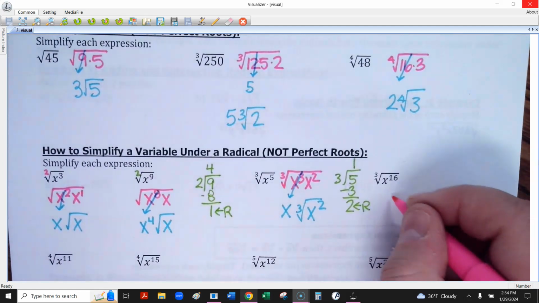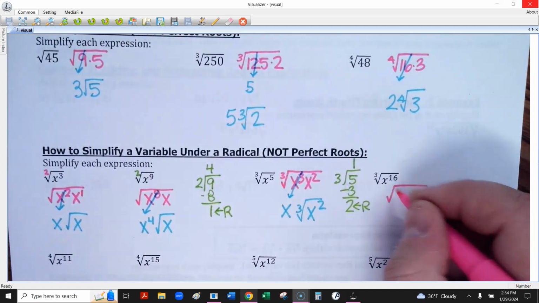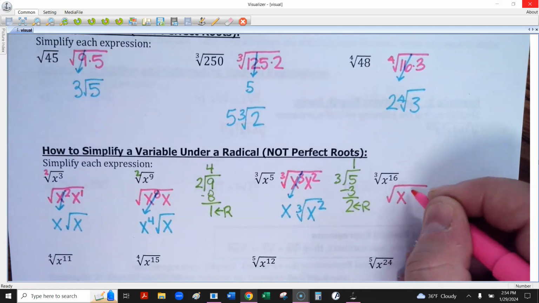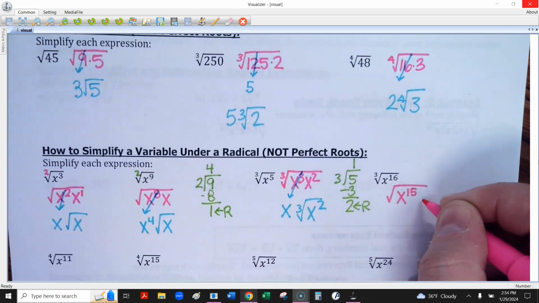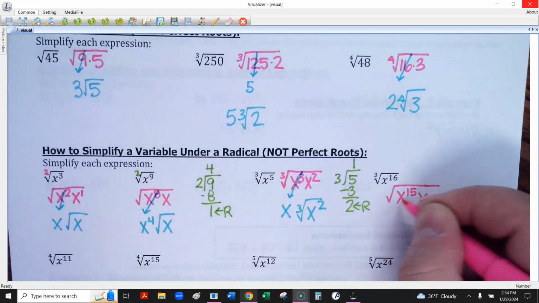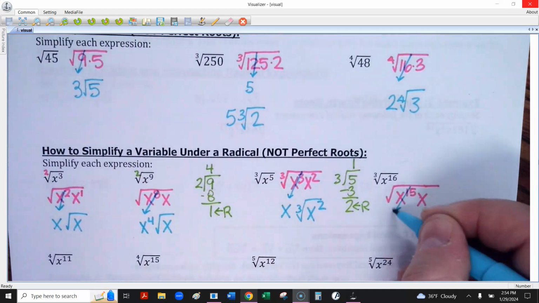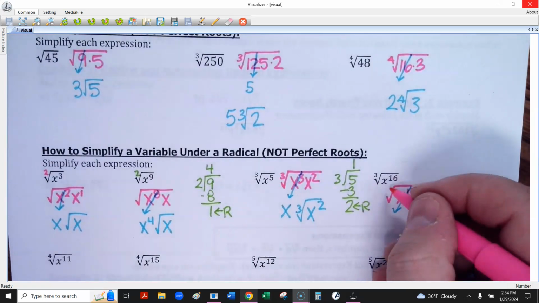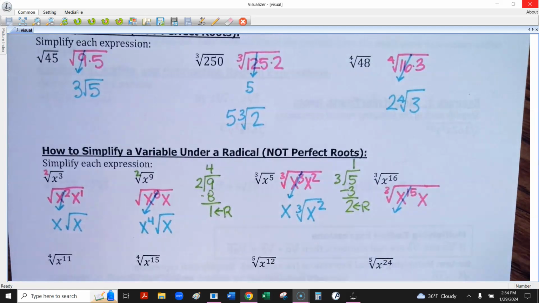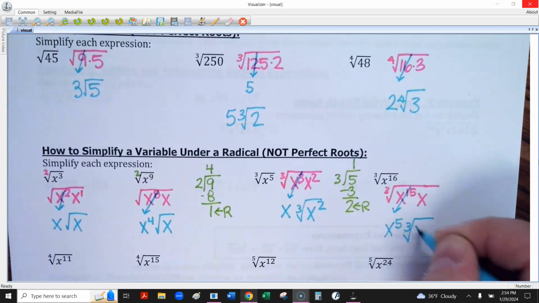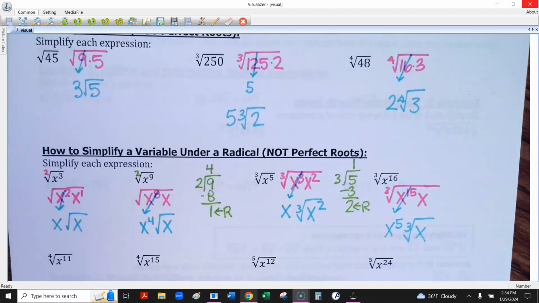All right, so x to the 16th. Out of 16, I need my exponent divisible by 3. The biggest thing I could do for that would be 15 and 1. So that would go back to be x to the 15th times x. X to the 15th is a perfect cube. Oh my gosh, I forgot that index again. I always do that. So this is a third root. 15 divided by 3, this would come out as x to the 5th, and 1x left under the cube root would be my answer.